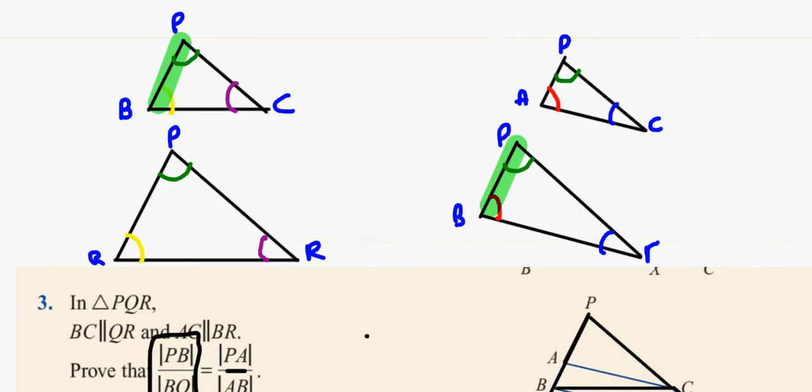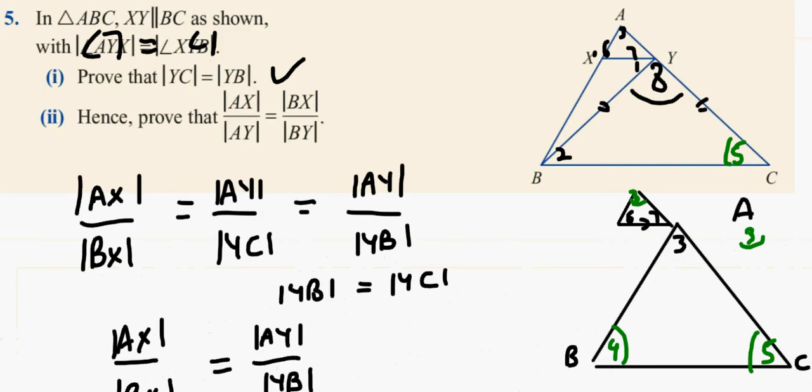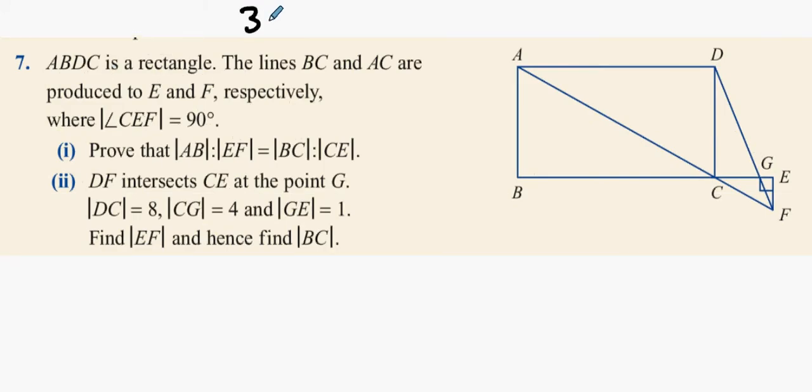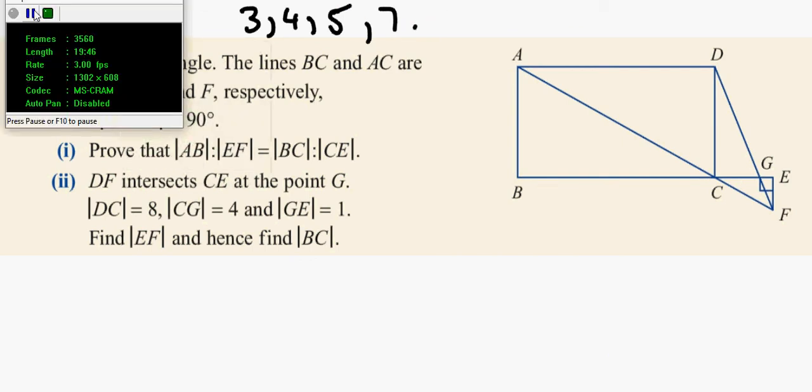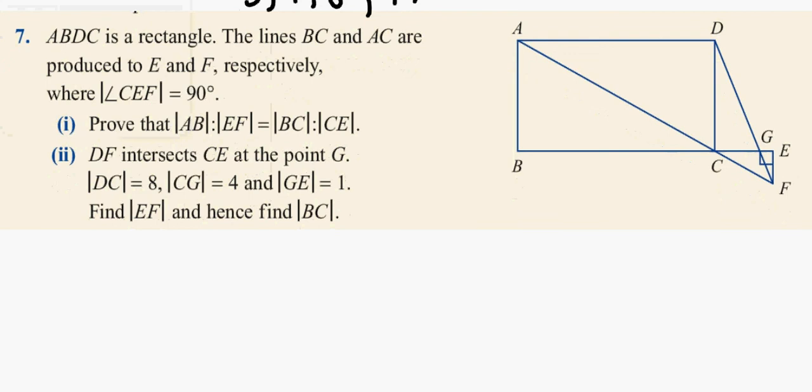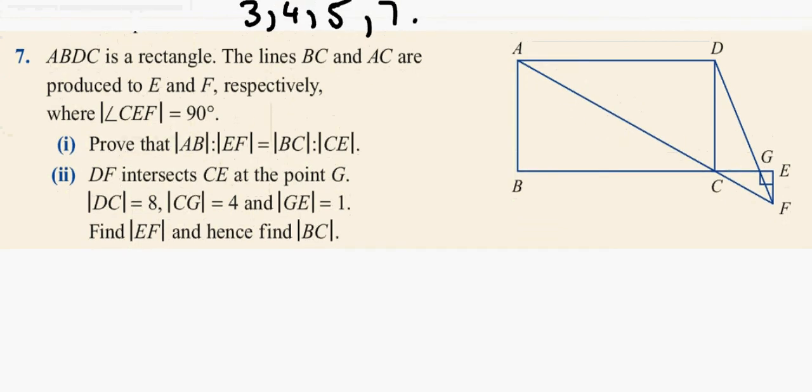So I've done 3, 4, and 5. They are difficult questions, no doubt about it. Okay, 3, 4, 5, and 7. So next one. ABDC is a rectangle. The lines BC and AC are produced to E and F respectively, where angle CEF is 90 degrees, no bother.